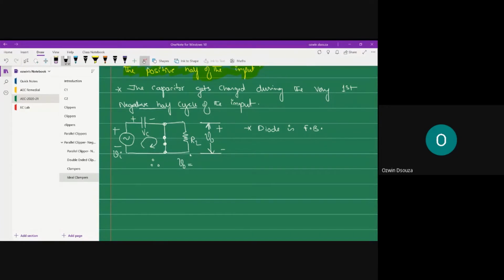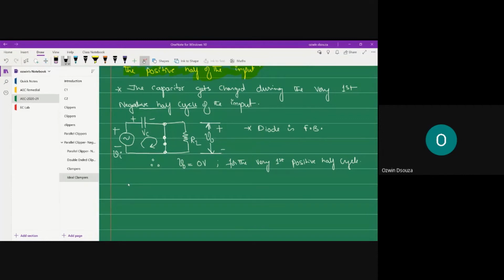Can anyone type the output voltage? Output voltage is nothing but voltage measured across the load resistor RL. So what element is being connected across RL? Across RL, what you have is a short circuit path. So output voltage is 0 volt for the very first positive half cycle. That is because across RL you have a short circuit, and in a short circuit scenario, voltage is 0.